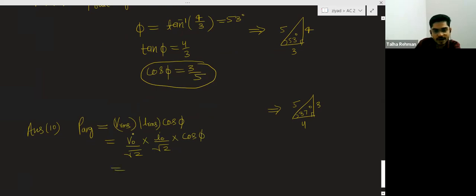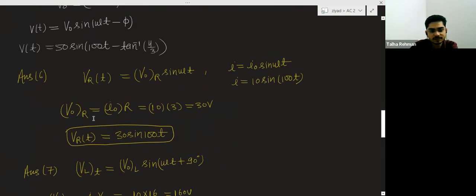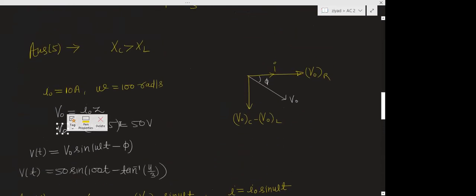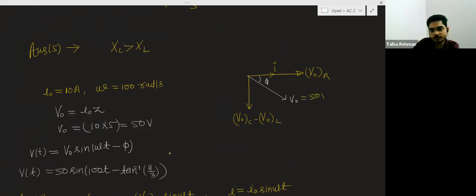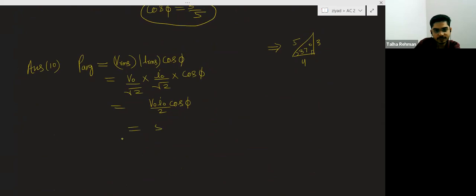So this will become V naught I naught by 2 into cos phi. So what is the V naught of the circuit in this question? See here, this is the V naught. V naught is 50. This V naught is equal to 50 volt. So here we will put V naught as 50, I naught is 10, this is 2, this is 3 by 5.